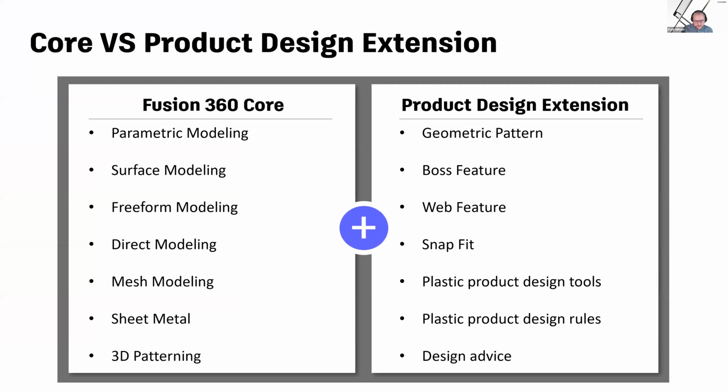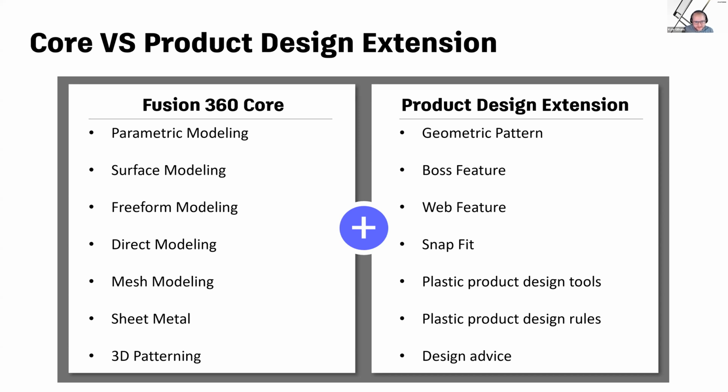So getting down to what is the actual difference between what we have in core and what we add in this product design extension? For a long time, we've had some great tools in the core product in the design area. You have the basic parametric modeling that Fusion is great at, but also surface modeling, some of the freeform and mesh environments that we keep adding to and improving on, as well as the ability to direct model. That's something that is great in the Fusion environment, being able to go back and forth between all these different modeling paradigms, as well as having sheet metal and 3D patterning there.